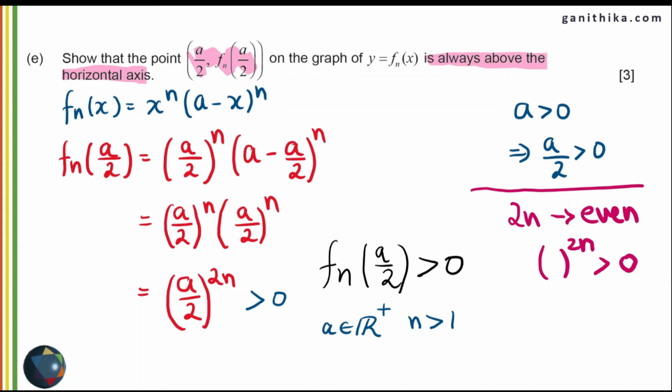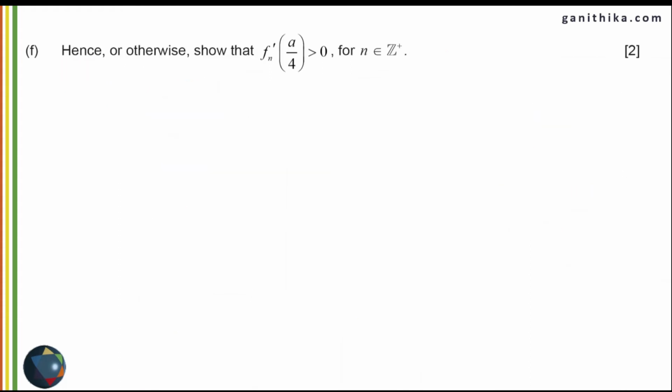So it matches with the graph that you have drawn. You have also given the general proof for this. Going further, question F is a hence question. So you have to use the previous results for this. So derivative at a over 4 is positive is what you need to prove here.